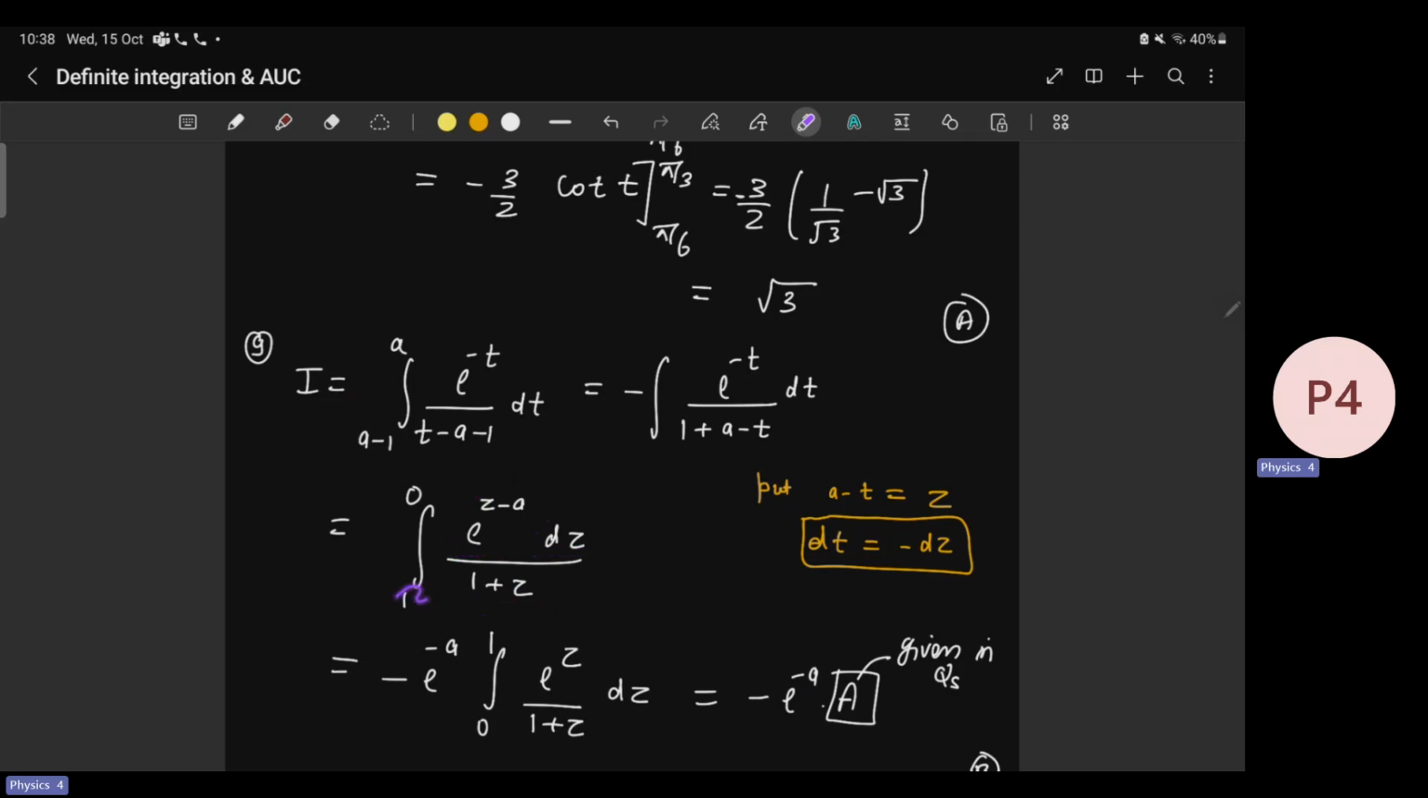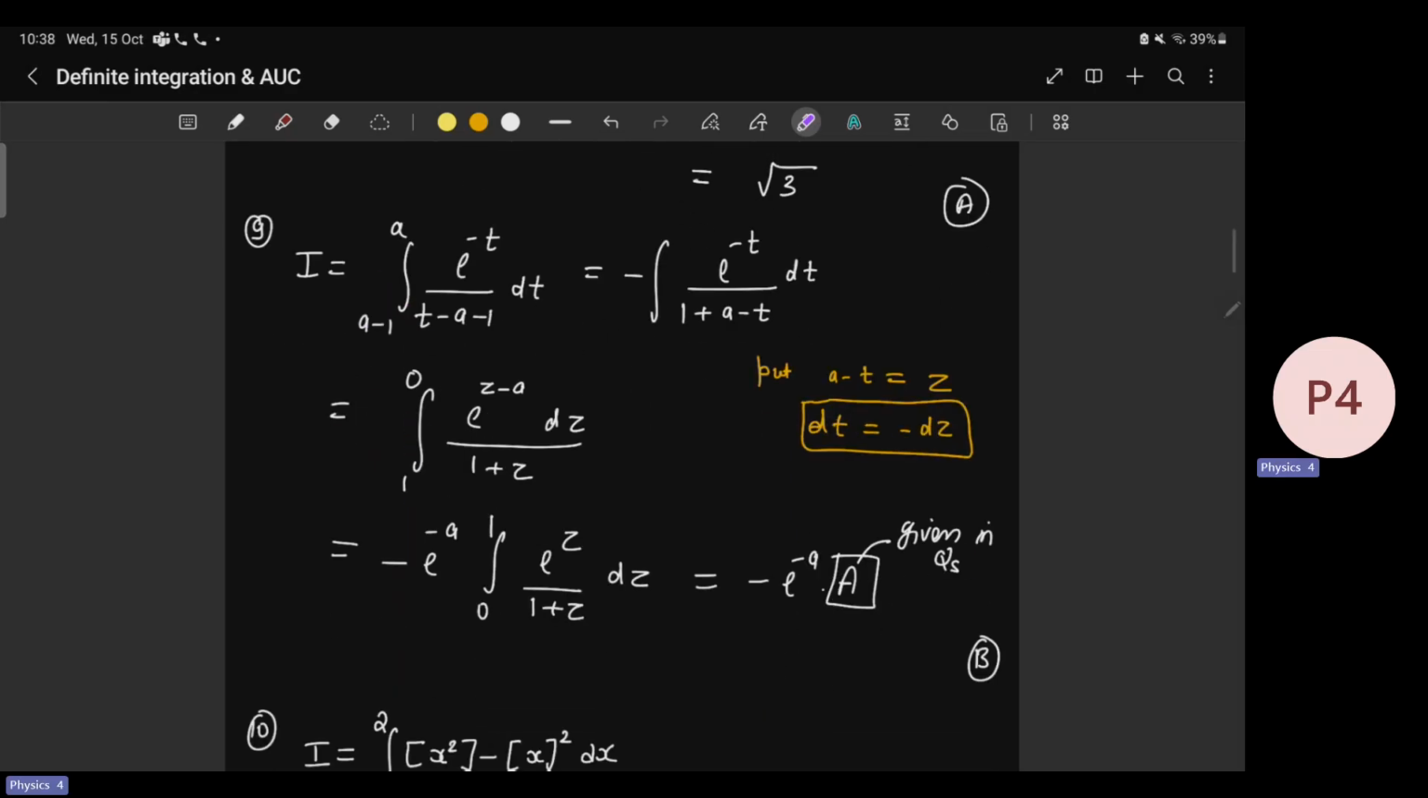Now change the limits. When t was a minus 1, z was 1. So the lower limit is 1. When t was a, z was 0. So upper limit is 0. If we further integrate this, e to the power minus a can be taken as common, and we switch the limits. So there is an additional negative sign because we switch the limit to 0 to 1.